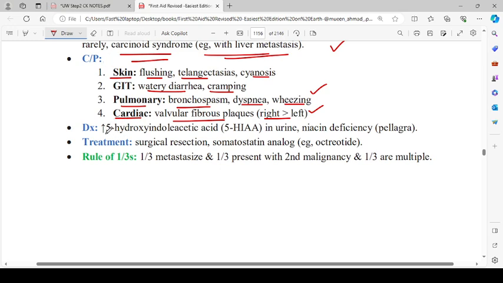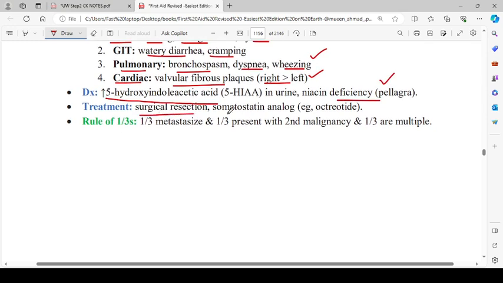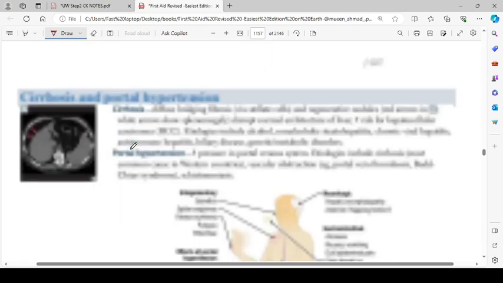The diagnosis is by the increased 5-hydroxyindoleacetic acid in the urine. There can be niacin deficiency, pellagra. The treatment is surgical resection and somatostatin analogs like octreotide. The rule of one third: one third will metastasize, one third will present with a second malignancy, and one third are multiple.